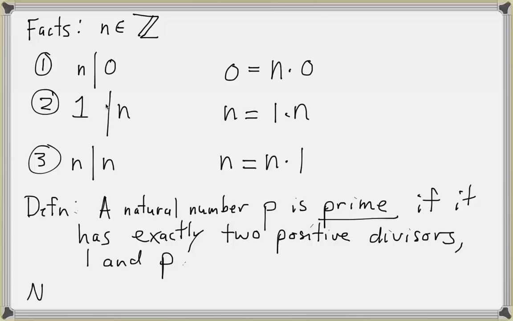Just as a note, by this definition, we do not consider the number 1 to be prime. So 1 is a natural number, but it has only 1 positive divisor, itself. So we never include 1 in the set of prime numbers. 1 is not prime. Every natural number other than 1 is either prime and has exactly 2 positive divisors, or it will have more than 2 positive divisors, and we call these numbers composite.